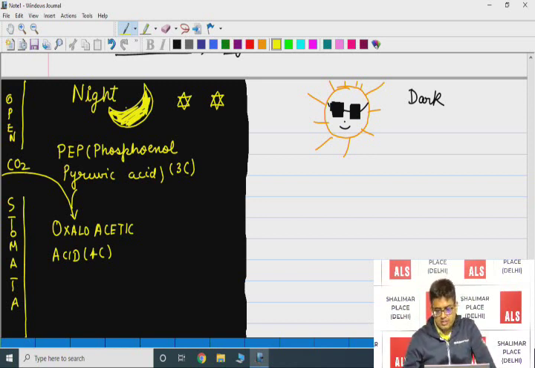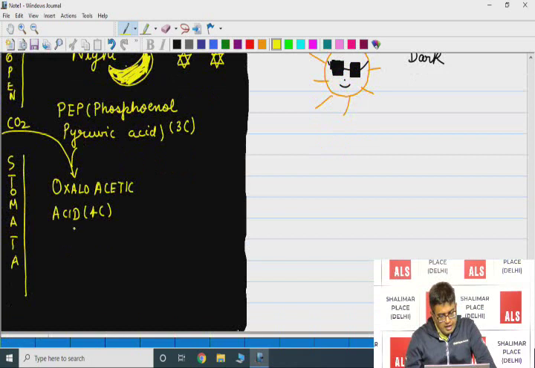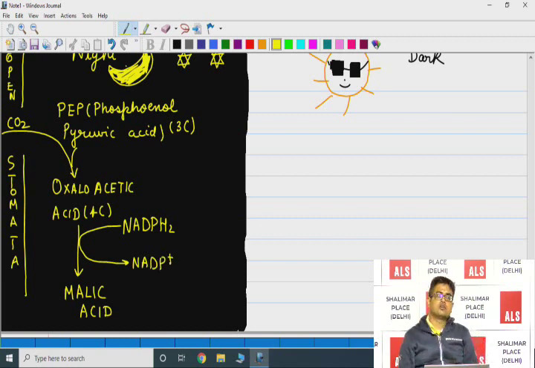Now this oxaloacetic acid will be converted into malic acid. And what will be consumed here? You will consume NADPH2 to make NADP plus, and you will reduce oxaloacetic acid into malic acid.